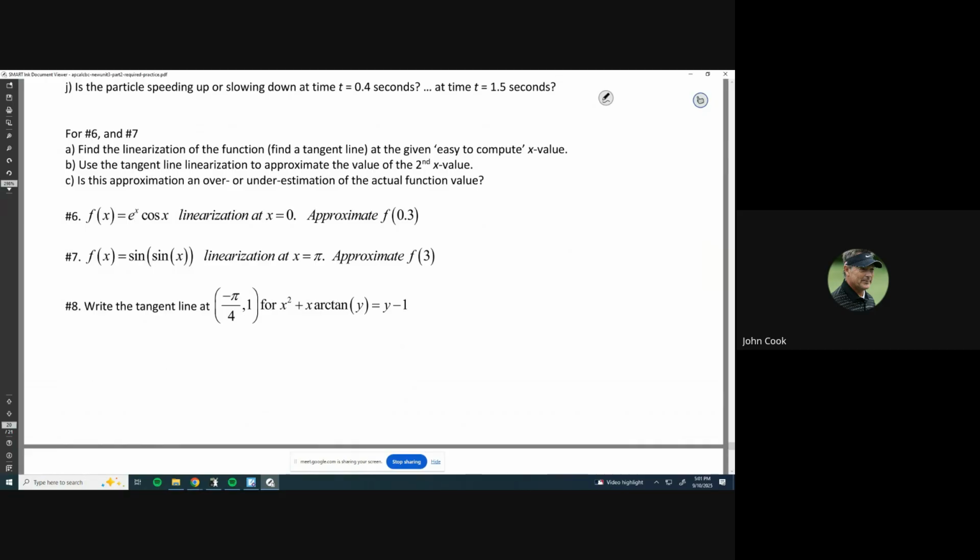Got through the first five. Now we're going to do six and seven and eight. These are all about linearization, so finding the tangent line approximation for different functions.